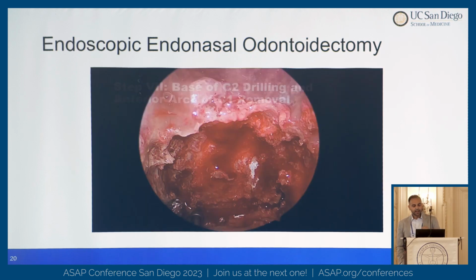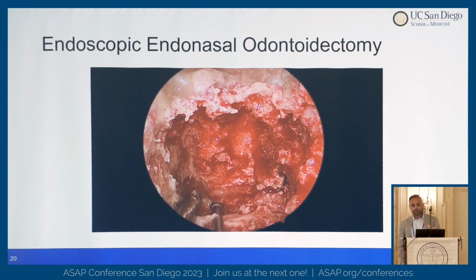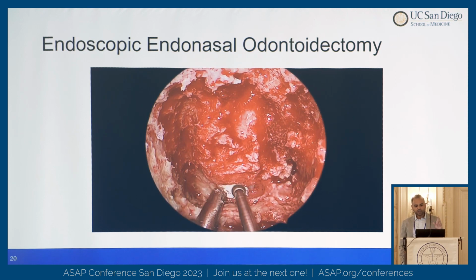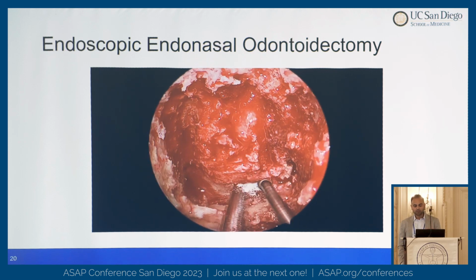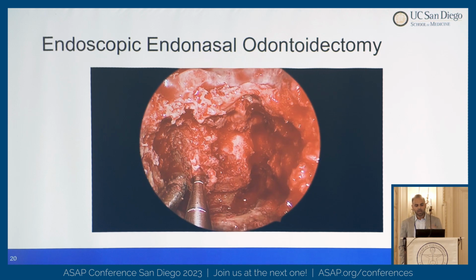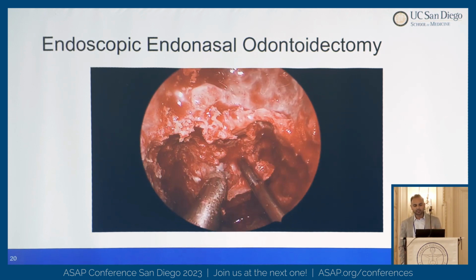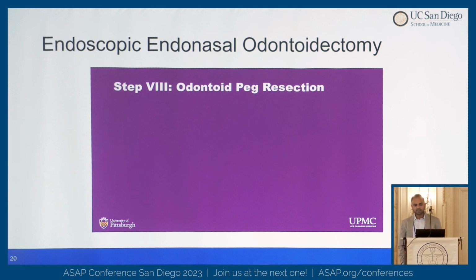Then you try to preserve at least 50% of the arch of C1 to minimize any potential instability. Once you can see the tip of the dens, you just go ahead and start to drill that from superior to inferior until you have a complete decompression. A lot of times, a lot of these bony fragments are really adhered to some of the ligaments and things like that, so you're just very gently removing one piece at a time.